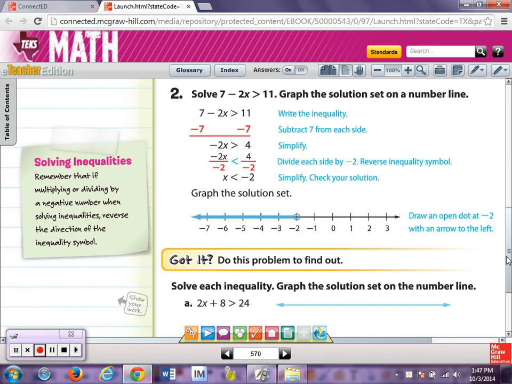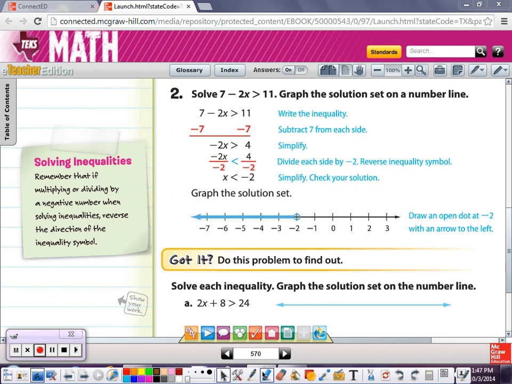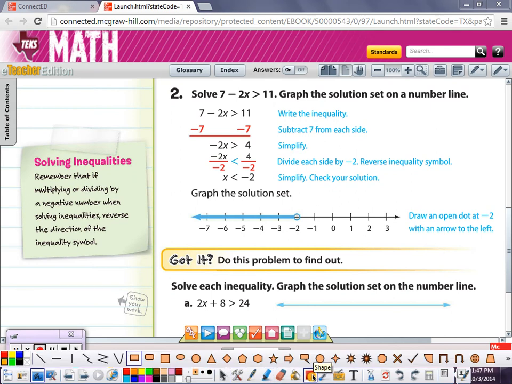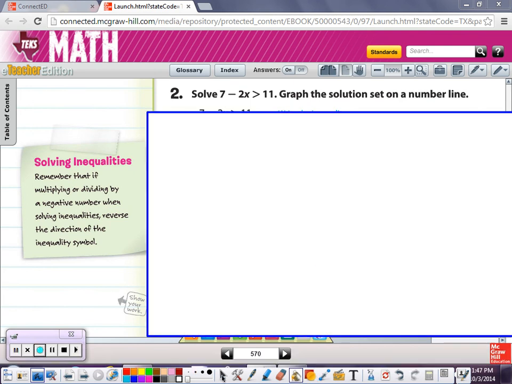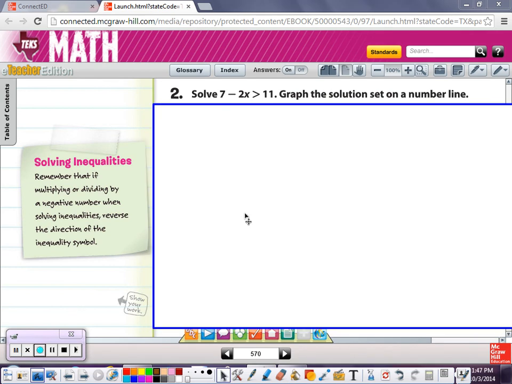Okay, so now we have another two-step equation here. And I'll go ahead and get this set up now. Let me take everything out. One tool there. Here we go. All right. So, moving on. We have the inequality. Solve 7 minus 2x is greater than 11. Graph the solution on a number line.